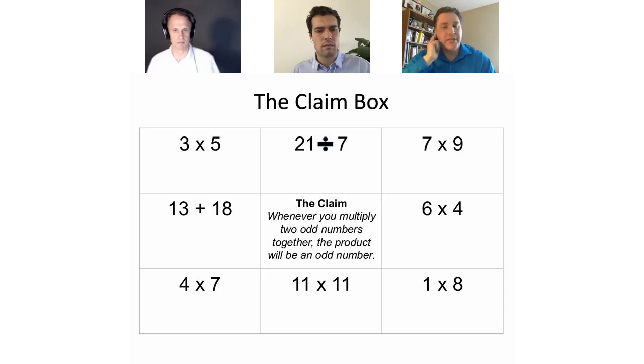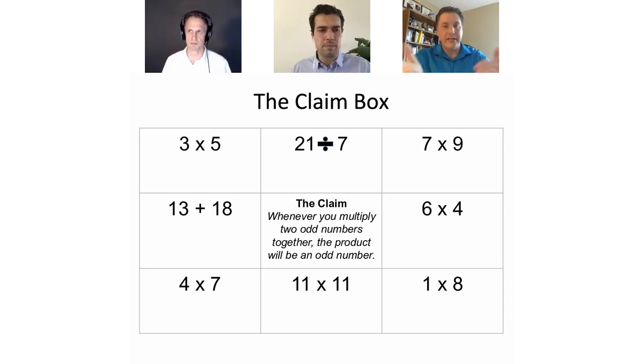And then here's the activity that I'm demonstrating today around claims. So if you look in the middle, you'll see a claim. Whenever you multiply 2 odd numbers together, the product will be an odd number. Now, what you're going to do in this kind of question is you're going to say, all right, does 3 times 5 support that claim? If so, we turn it green. Does it refute or dispute the claim? If so, we turn it red. Or does it have nothing to do with the claim? In that case, we turn those yellow, okay?